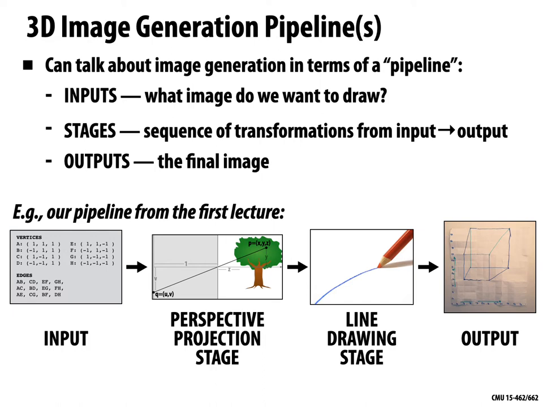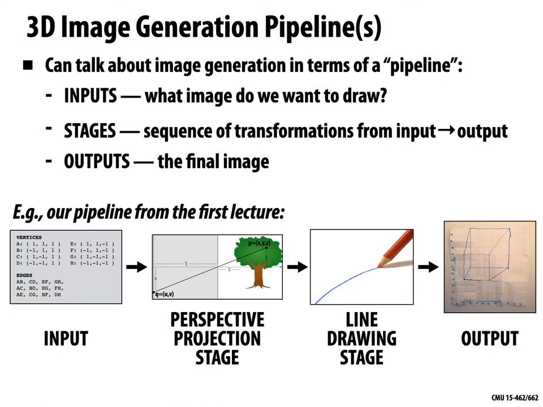That data then was fed into our line drawing stage, so we knew where the points were on the plane, and so we could just connect them by a line segment. And the output of that final stage was our final image, our drawing of the cube. Okay, so obviously this pipeline's a bit simple. It's a little bit of a toy graphics pipeline.